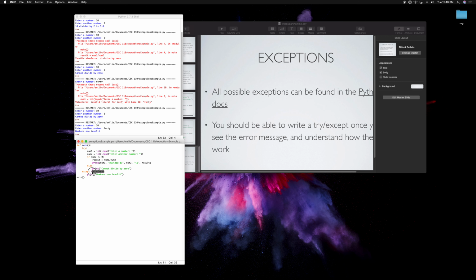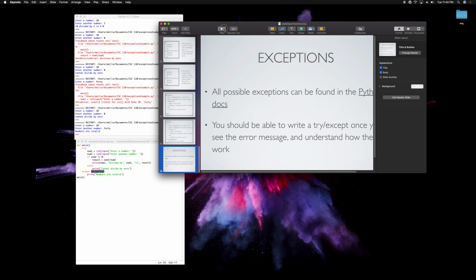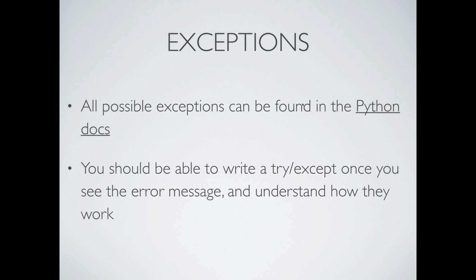So again, for this class, you do not need to memorize all the different exception types and why they happen, but you should be able to write a try and except once you see what the error message is, and you should also understand how they work. You should understand that the code that's part of the try block tries to go. If it raises that specific exception, you'll jump down into the except block instead. If there's no exception, it will just run the code in the try as it normally does.